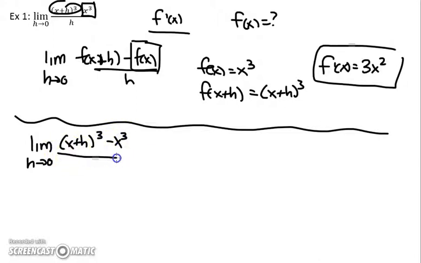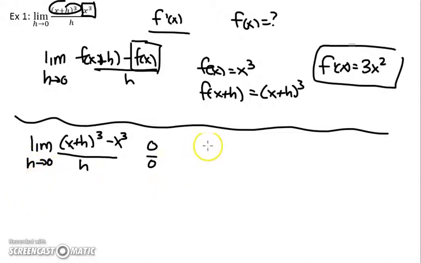So if we reset and go back to here, if we look at this problem, h is my variable, not x. And we know h is the variable because it says h approaches 0. So h is the variable. X is a constant. So plug 0 in for h, we get x plus 0 is x to the third, minus x to the third is 0, over 0. It's an indeterminate form. We can use L'Hopital's rule.